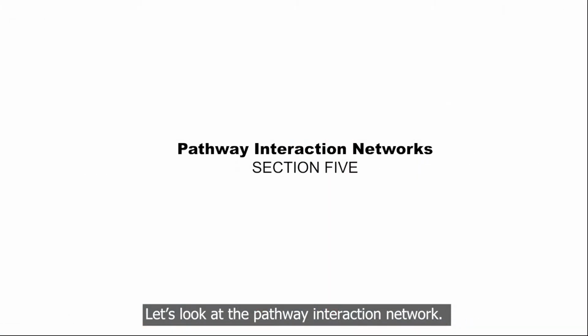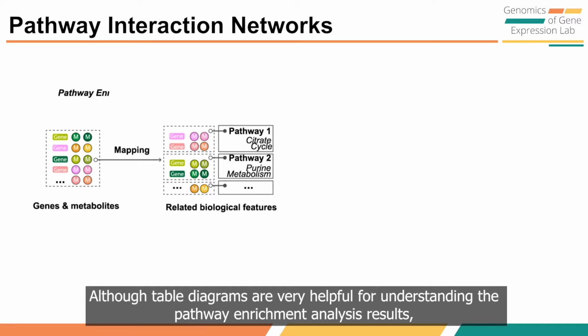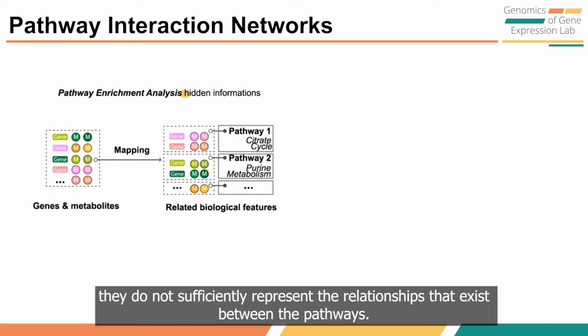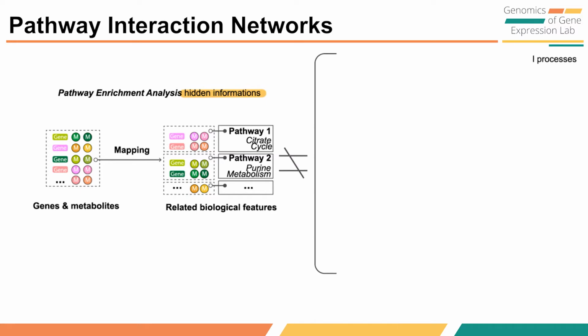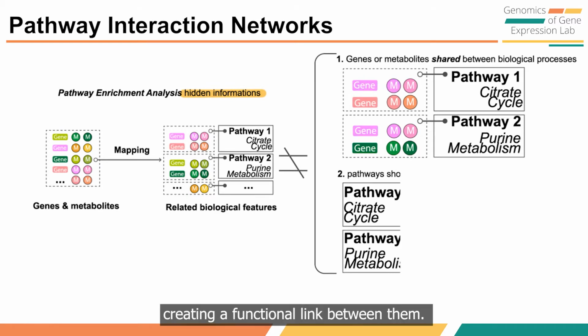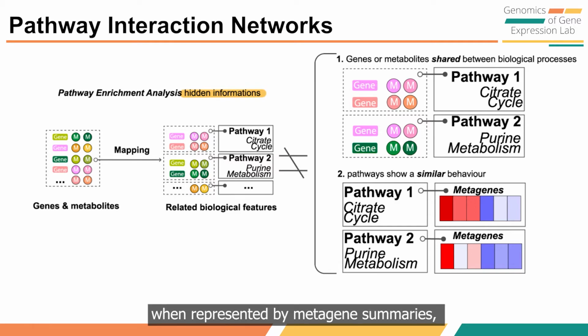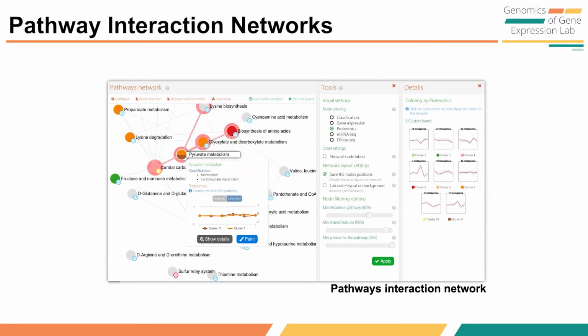Let's look at the pathway interaction network. Although table diagrams are very helpful for understanding the pathway enrichment analysis results, they do not sufficiently represent the relationships that exist between the pathways. For example, the same gene or metabolite might be part of multiple pathways, creating a functional link between them. Alternatively, two pathways may show a similar trend of change when represented by metagene summaries, suggesting a regulatory relationship.